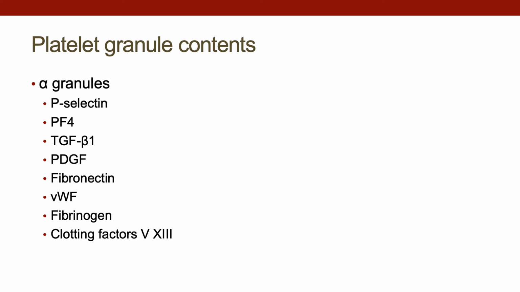There's platelet factor 4, which is a signaling molecule, PF4. There's transforming growth factor beta 1, TGF beta 1, and platelet-derived growth factor, PDGF, which are cytokines and growth factors. And there are some molecules that are involved in clotting, including fibronectin, von Willebrand factor, fibrinogen, and the clotting factors 5 and 13.